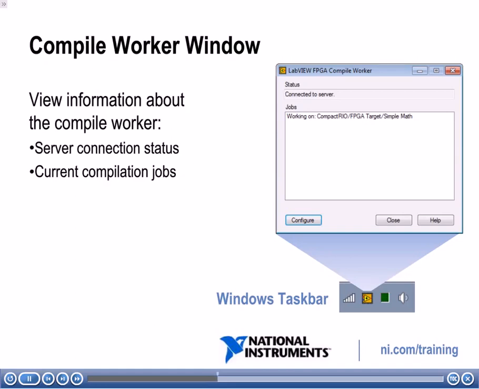One thing it'll tell you is the server connection status. So it'll tell you, is my compile worker connected to the server right now? If it's not connected to the server, it's not going to be able to compile anything. Another piece of information that is useful is the jobs. Under jobs, it'll tell you which exact compilation it's currently working on. So this is a way of being able to see what your compilation worker is actually doing.